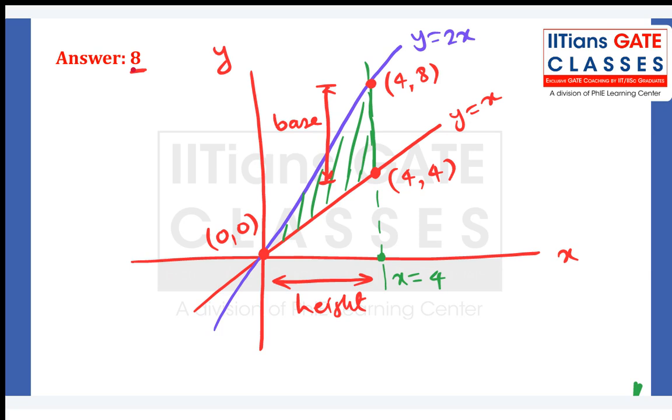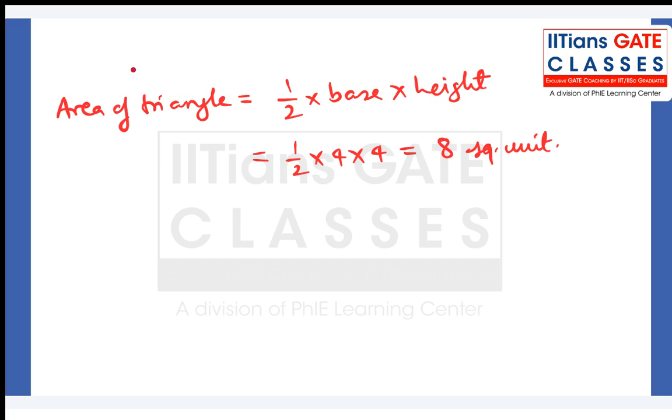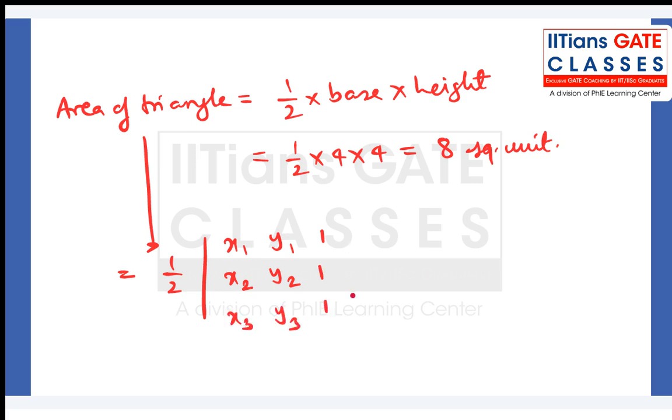But there are other ways to do the calculation also. For example, if you know the vertices, you can use the formula from matrices, and that is half into the determinant of a 3 by 3 matrix. Here x1 y1 is the first vertex, x2 y2 is the second vertex, and similarly x3 y3 is the third vertex of the triangle. Here x1 y1 is (0, 0), which makes it the easier way to do this, x2 y2 is (4, 4), that is one of the vertices, and the other one has x as 4 and y as 8.